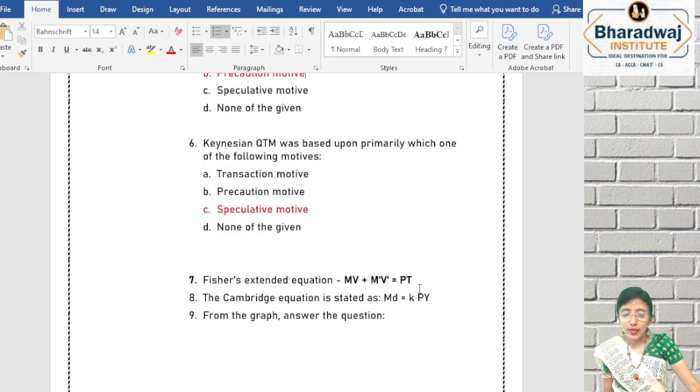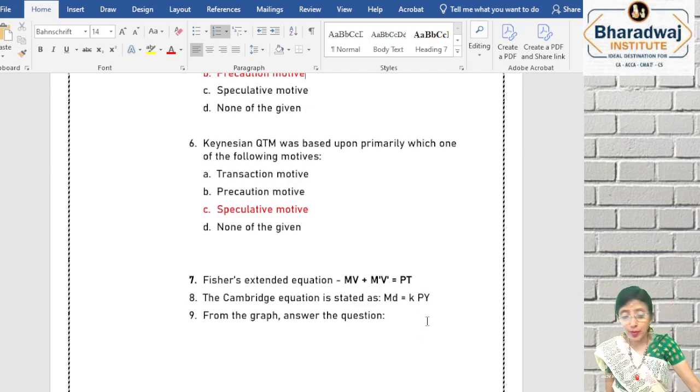Okay. Then, how many of you gave this equation correctly? MV plus M dash V dash is equal to PT. Fisher's extended equation, where he is including credit money or bank money. Were you able to write it?